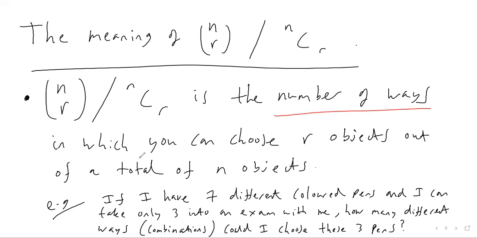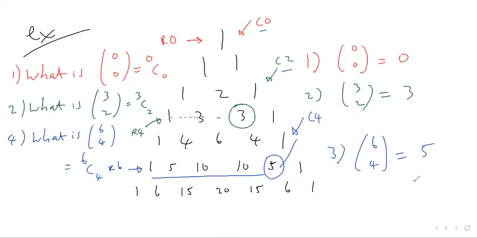So again, it's the number of ways in which you can choose. So this choose, again, this C notation. So you can choose r objects out of a total of n objects. So out of a total of n objects, how many ways can you choose r objects? And actually, these numbers in Pascal's triangle, funnily enough, tell you the number of ways. So if you want to know the number of ways that you can choose, for example, with this question here, if you've got 6 objects, like 6 marbles, and you want to find out how many different combinations you can have to choose 4 of them.